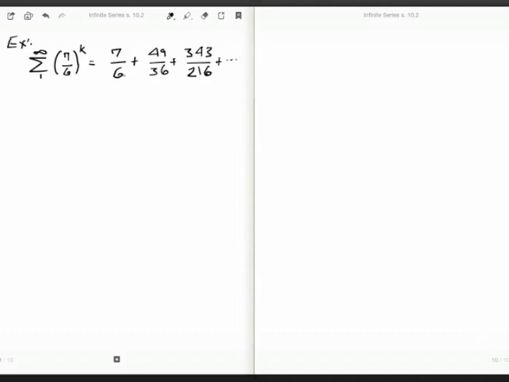Huh. These don't seem to be getting smaller, do they? This is like 7/6, a little bit bigger than 1. This is 49/36, a little bit bigger. This is almost 3/2. This is almost 1.5. So these are getting bigger. A sub n is less than a sub n plus 1. Right? My individual terms keep getting bigger, so there's not a chance that this thing converges. So here you go. This one diverges. Right? You've got to always keep your eyes open. These things don't always converge.